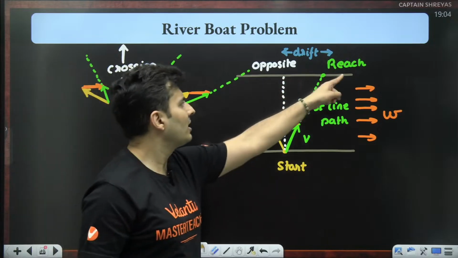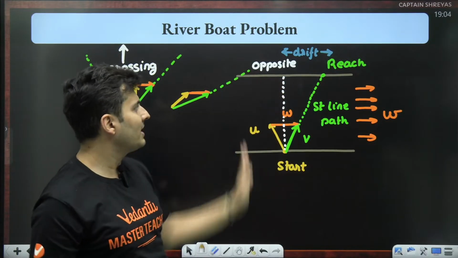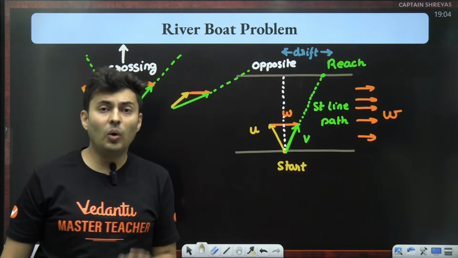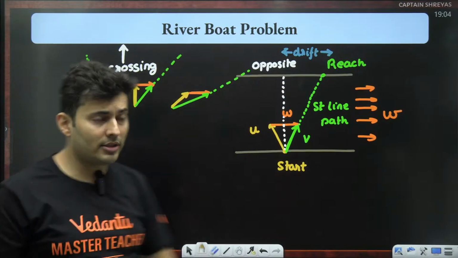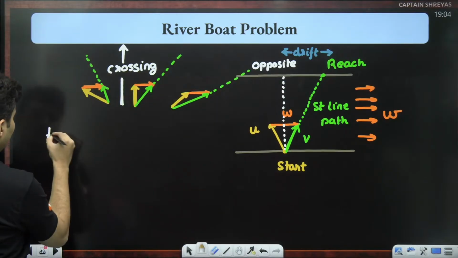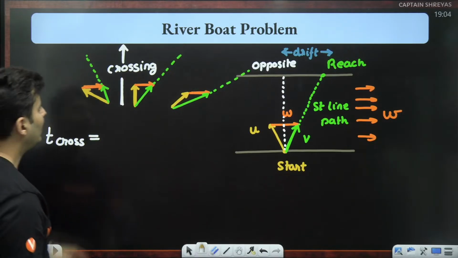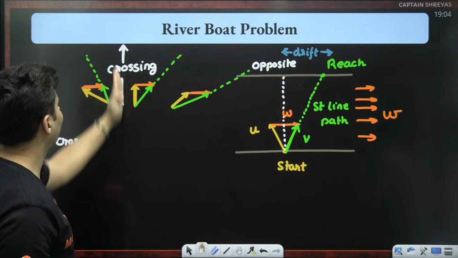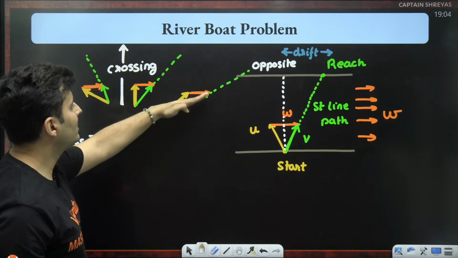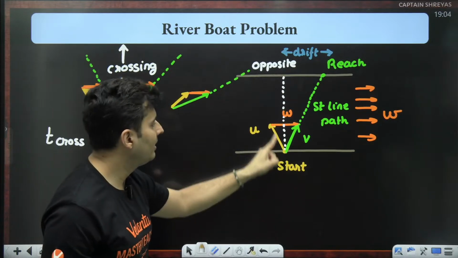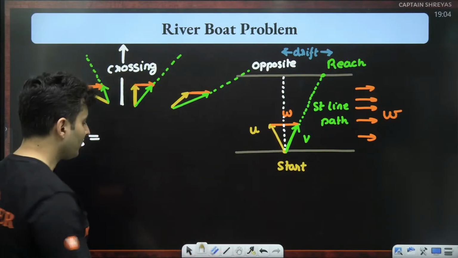Whether you reach here or here or here, it doesn't matter. Crossing is this side. So when I say time taken to cross, what do you think it will depend on? It will just depend on the vertical component of the velocity, right?